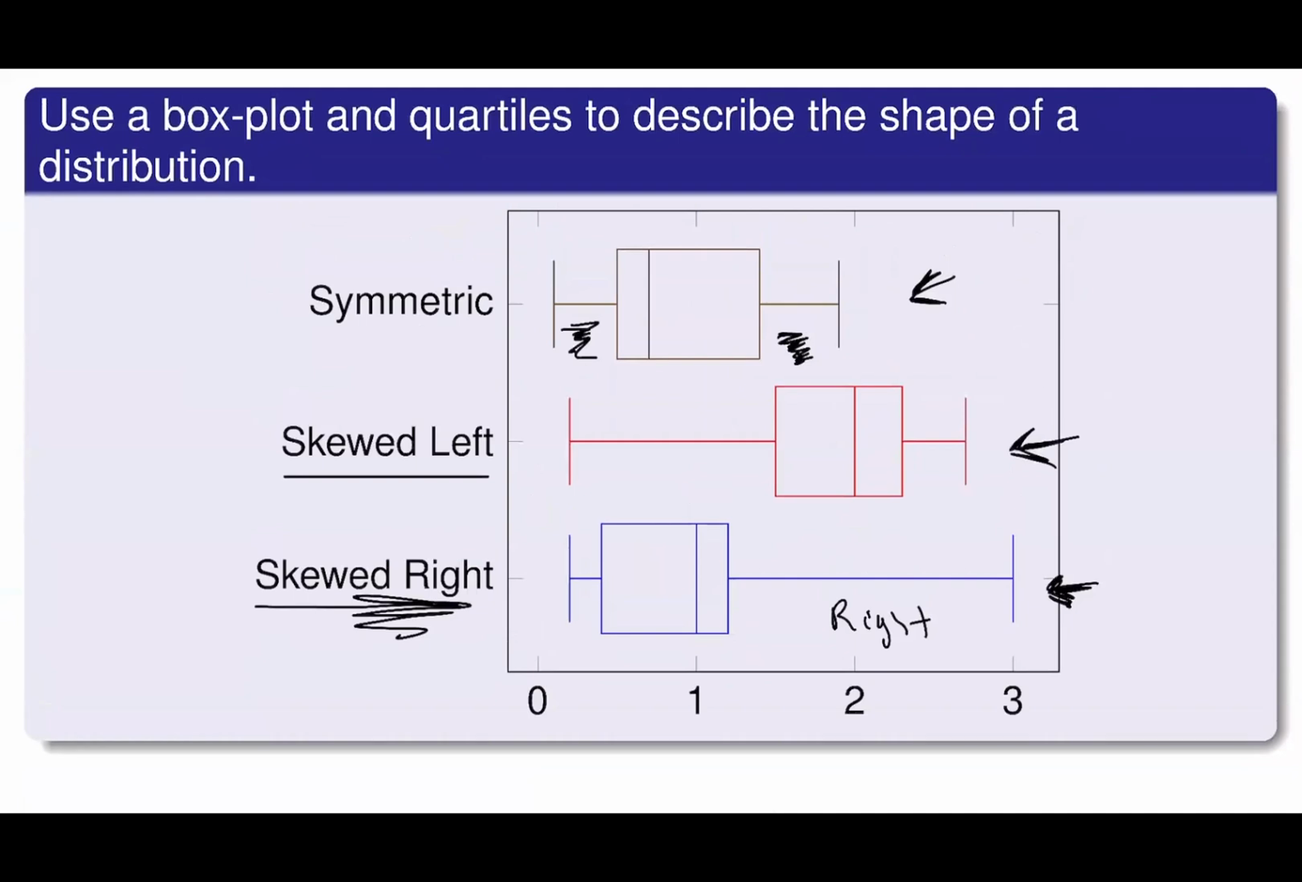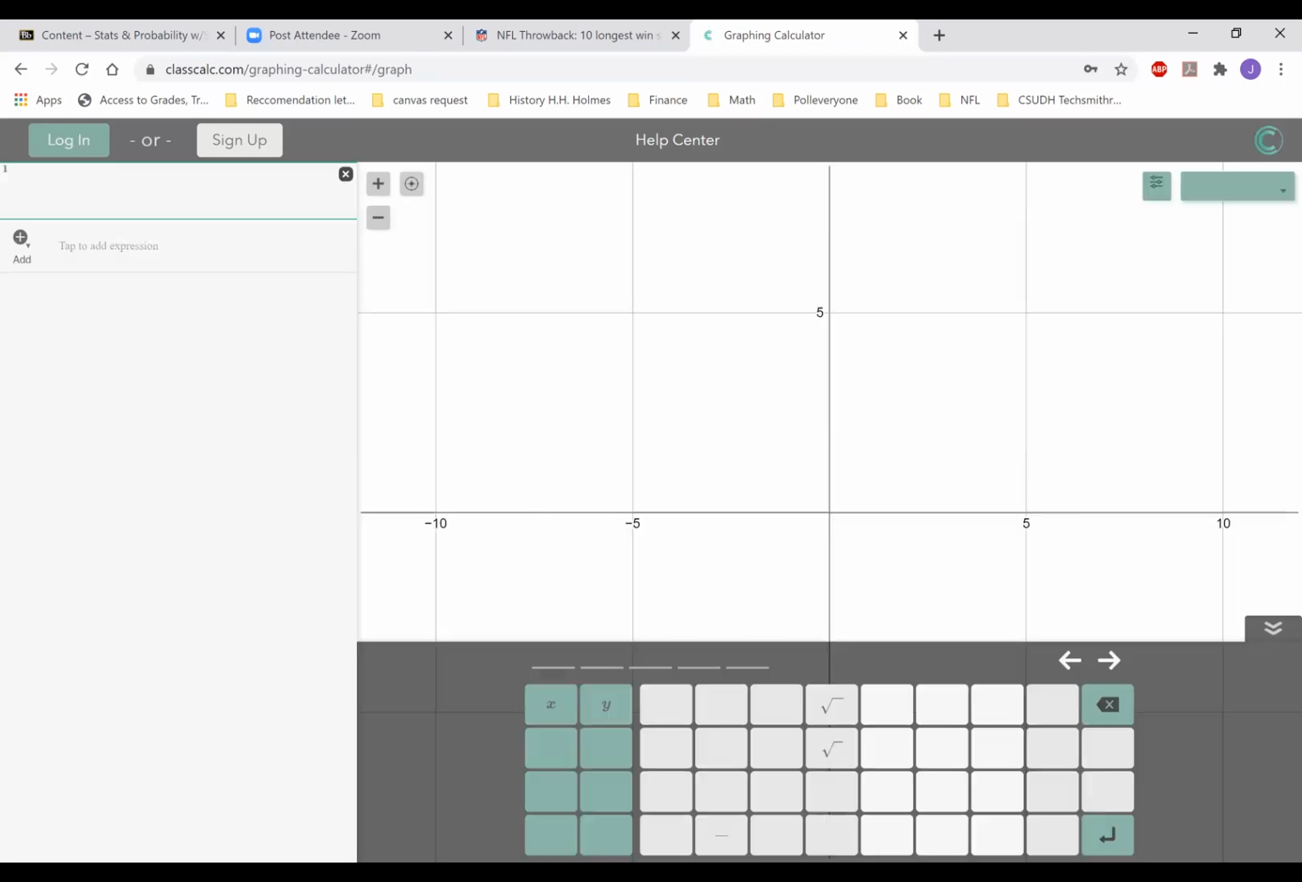Okay, so I'm going to show you something on ClassCalc, so that way you can always double check your answer on ClassCalc. So let's see. All right, so right now you should be seeing ClassCalc. I want to show you first how to get the five-number summary using ClassCalc, and I'm also going to show you how to do a box plot for your data set using ClassCalc.